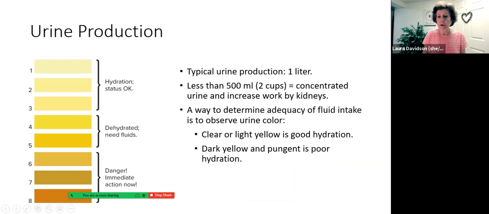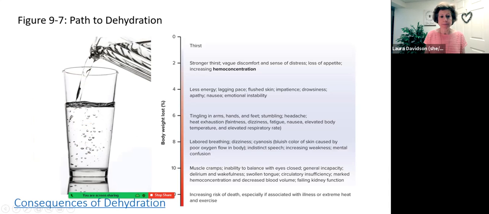We're very concerned when there's less than 2 cups of urine production, because that means that things are very much out of balance, because we need about 2 cups at a minimum to get rid of the waste that's required by the kidneys. So you can take a peek at this chart that shows you how dehydration progresses, but I wanted to look at this video right here very quickly.